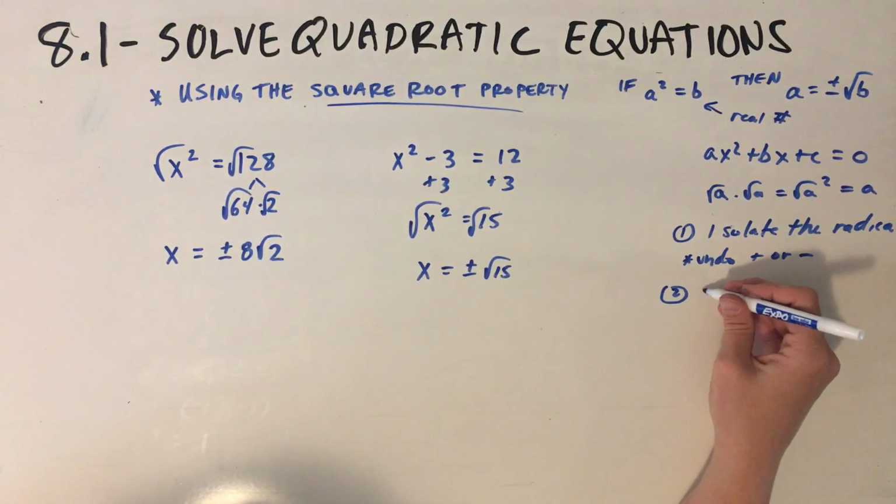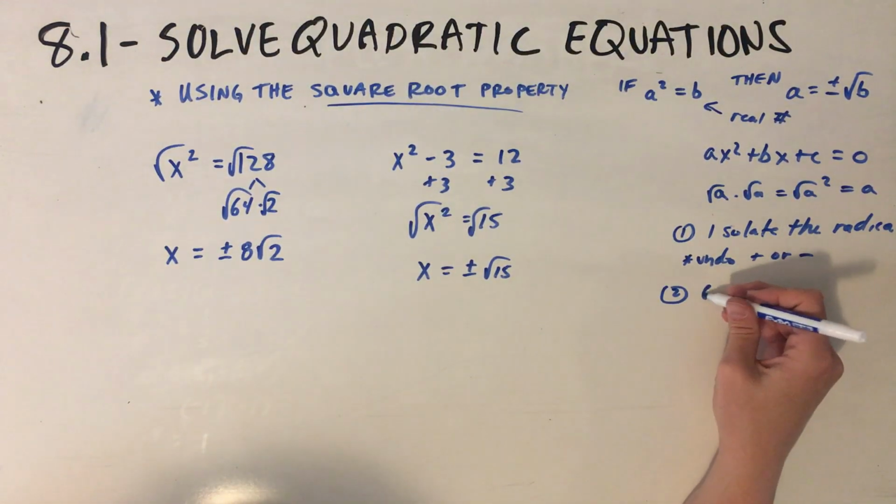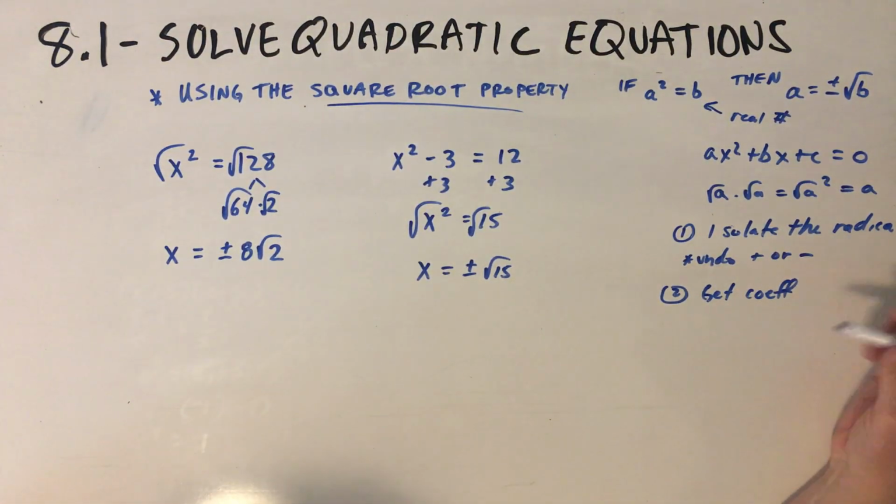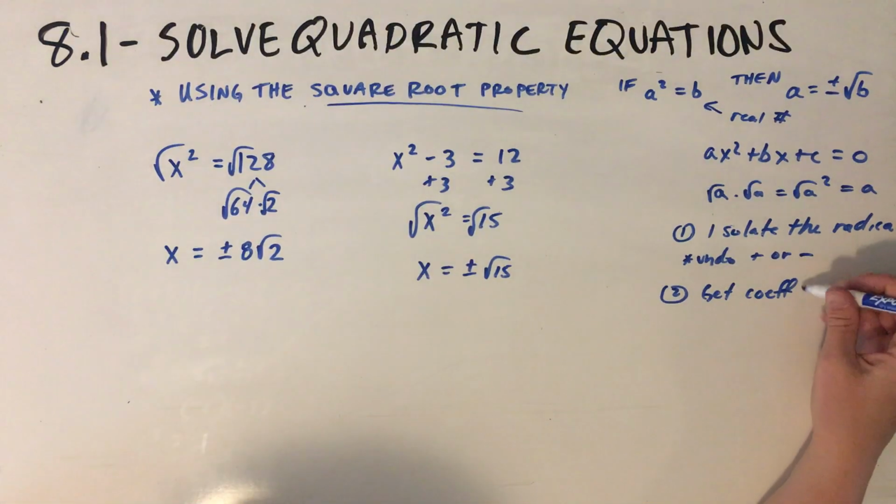The second thing we want to do is we want the coefficient of the radical to be 1. This is the same thing we do when we're solving linear equations.